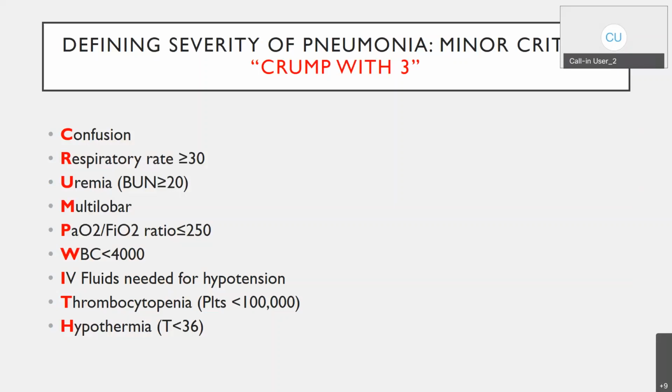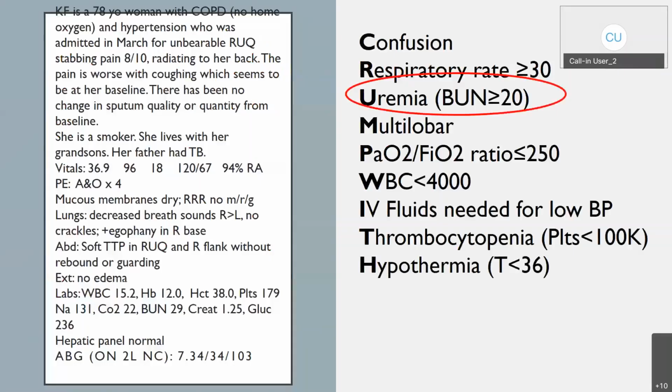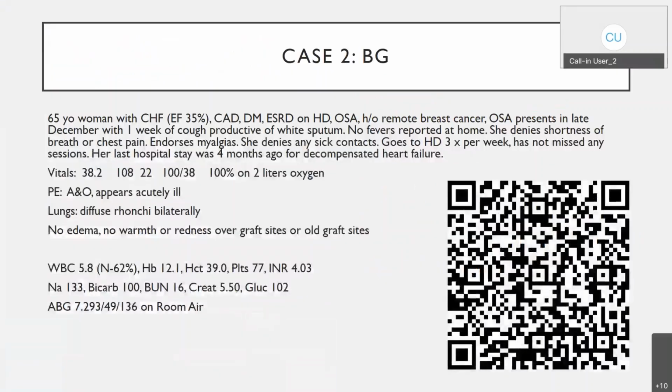So we'll be using these criteria and a few other practice cases to determine whether the pneumonia is severe or non-severe. And looking at the case that we already talked about, she has one of the minor criteria, and so she would be considered non-severe community-acquired pneumonia. So let's do case number 2.